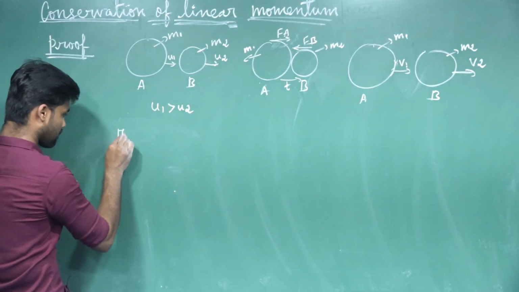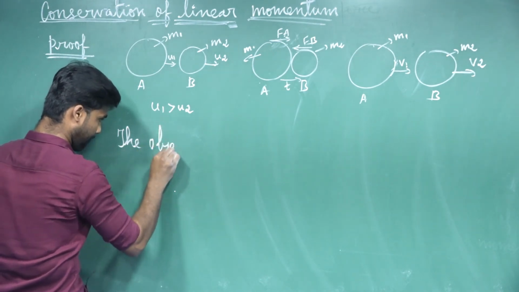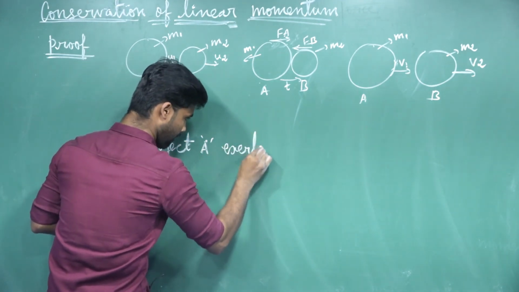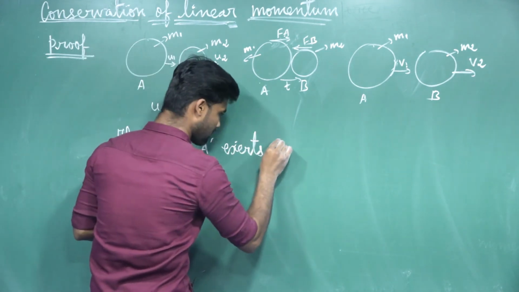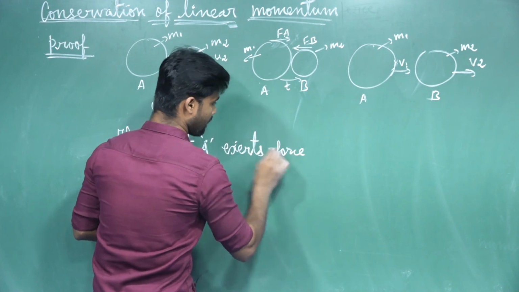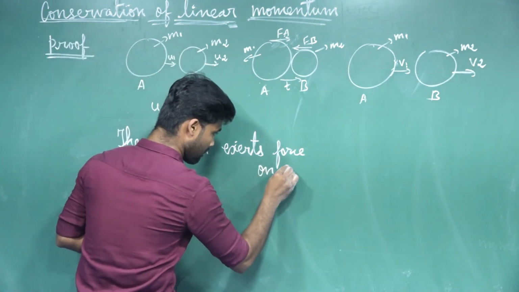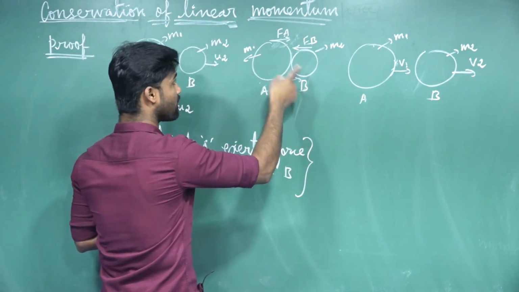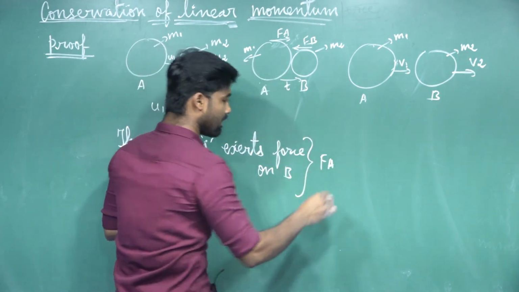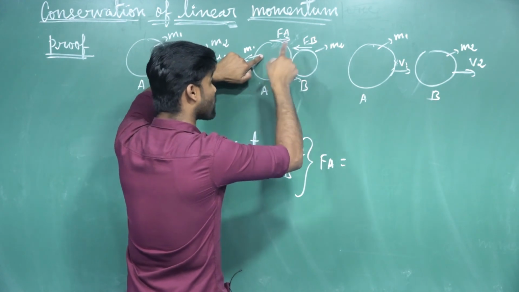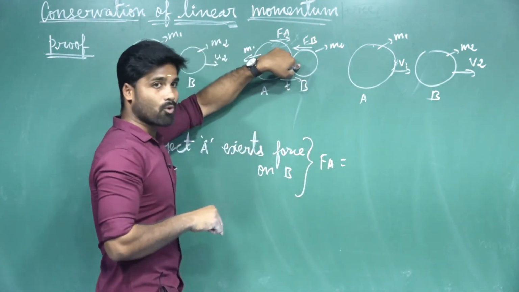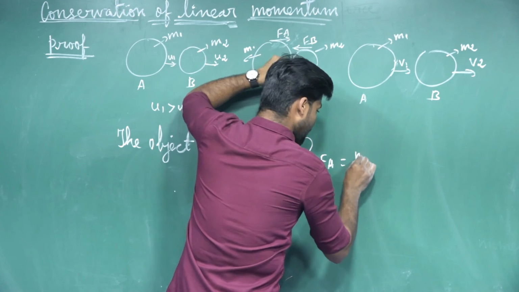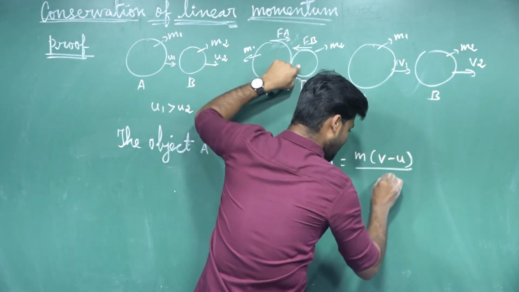The object A exerts the force on object B. Now, what force? The force that object A exerts on B is Fa, equal to the mass of B times, according to Newton's second law of motion, the rate of change of momentum, which is directly proportional to the applied unbalanced force. So what is the rate of change of momentum? It is m(v minus u) divided by t.